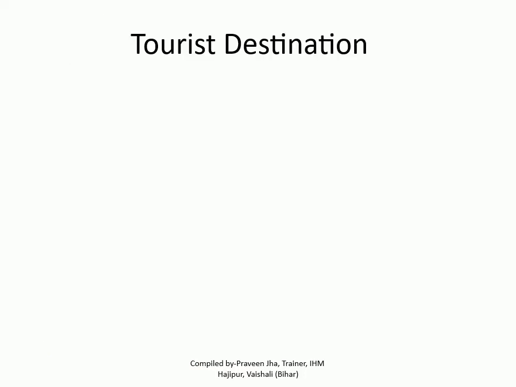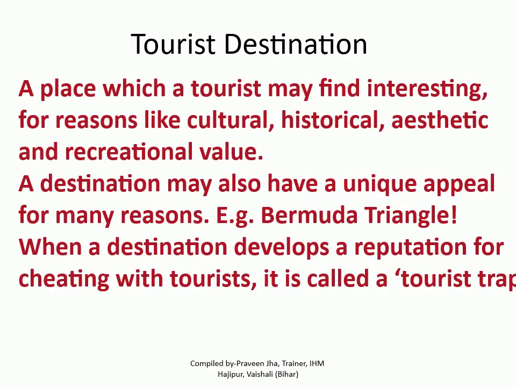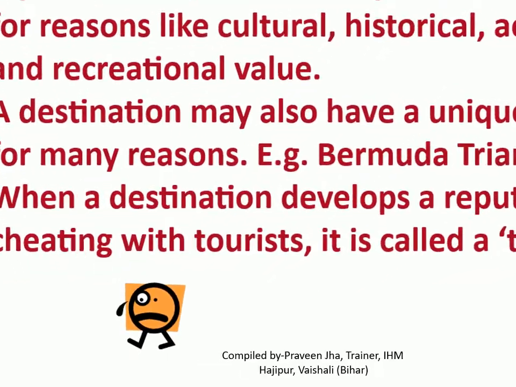Tourist destination: a place which a tourist may find interesting, for reasons like cultural, historical, aesthetic, and recreational value. A destination may also have a unique appeal for many reasons, e.g. Bermuda Triangle. When a destination develops a reputation for cheating tourists, it is called a tourist trap.